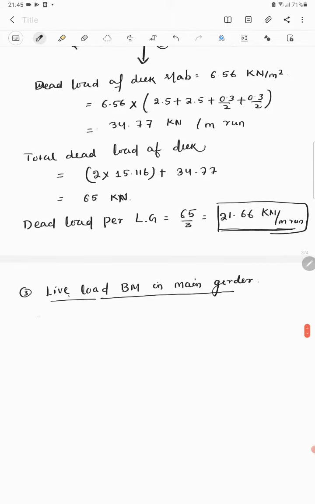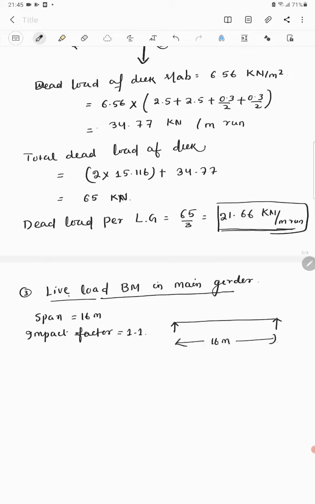So what is the span? The total span is 16 meter. Okay, and impact factor, class A tracked vehicle, is 1.1. So let's draw this. This is the total span, 16 meter. For maximum bending moment, we have to place the vehicle at the midpoint, and this total length will be 3.6 meter. This is for class A tracked vehicle, and loading will be 700 kilonewton total loading. If you consider the CG, this distance will be 1.8 meter.